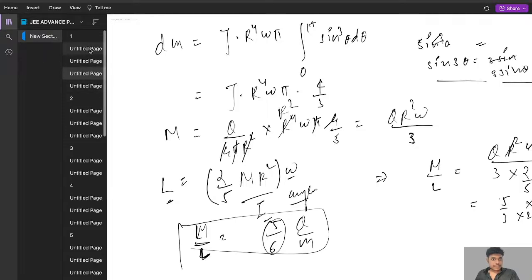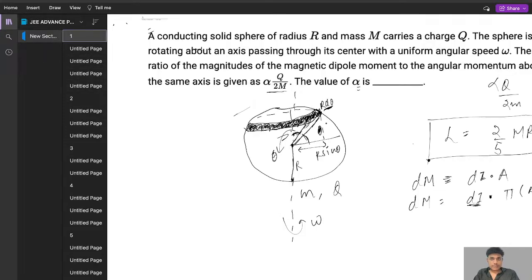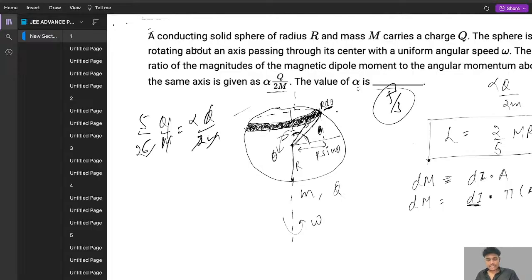So what is our question? What we have to find is alpha. That is 5 by 6 times q by m is equal to alpha times q by 2m. From here we get alpha is equal to 5 by 3. Okay, alpha is equal to 5 by 3, right? From here our alpha has come as 5 by 3.